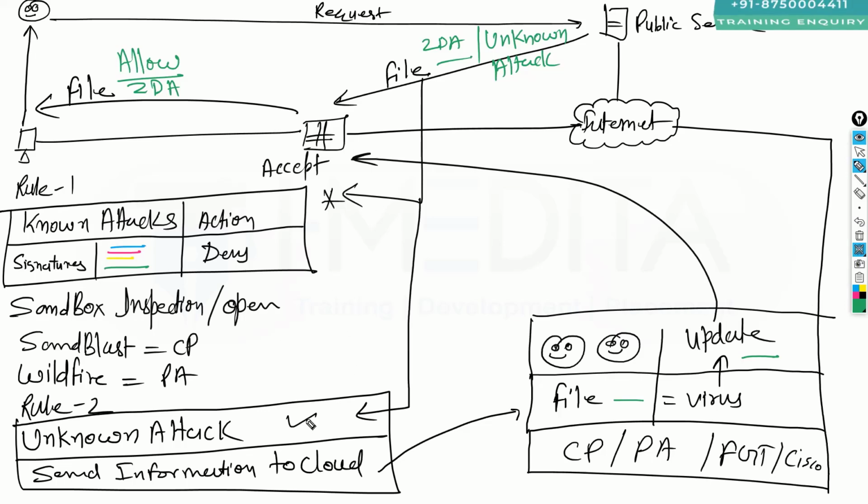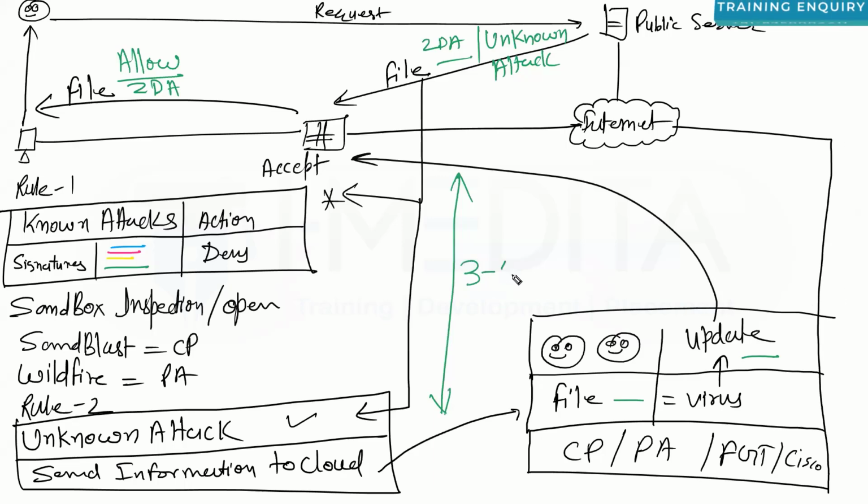What will happen in this period? Because the firewall is sending and then getting an update, definitely there will be a time window. So all vendors claim that if you submit a file, you will get an update within 3 to 5 minutes. If you have sent any file to our data center, we will send an update to you within 3 to 5 minutes. Now, what will happen within this 3 to 5 minutes?